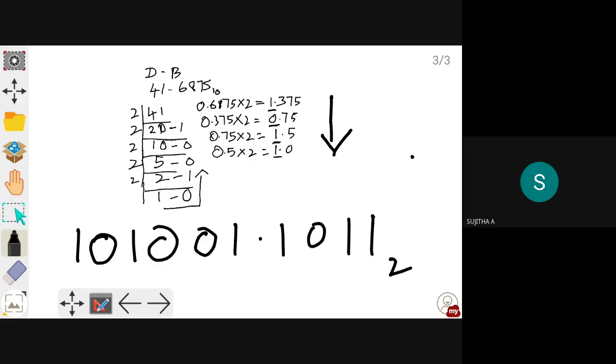While multiplying, be careful: if you get a value like 1.375, or 1 point something, in the next step you have to take only 0.375 and multiply. You should not take 1.375 and multiply. You write from top to bottom. Is it clear? For decimal to binary conversion, you divide by the base for the integer part, and for the fractional part, you multiply by its base. Is it clear?